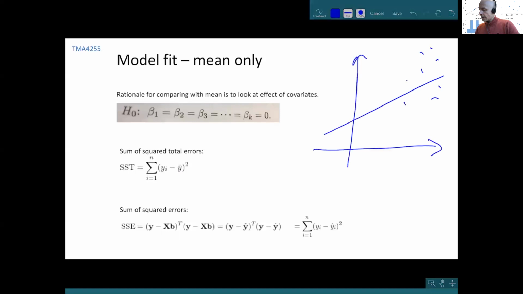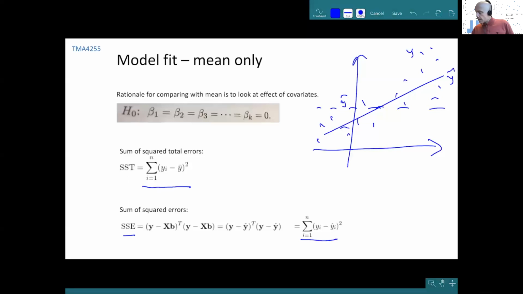So here's our data. Here's y bar, here's y hat, this is y. To look at the distance from y to y bar, we just take this sum. This is the total sum of squares. When we fit the best regression model, we computed the sum of squared errors, which is the distance from the data points to the predictions.